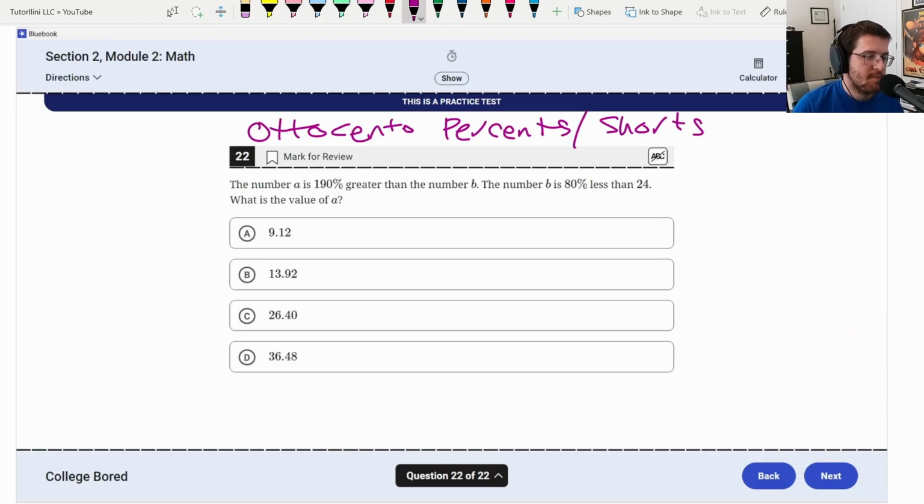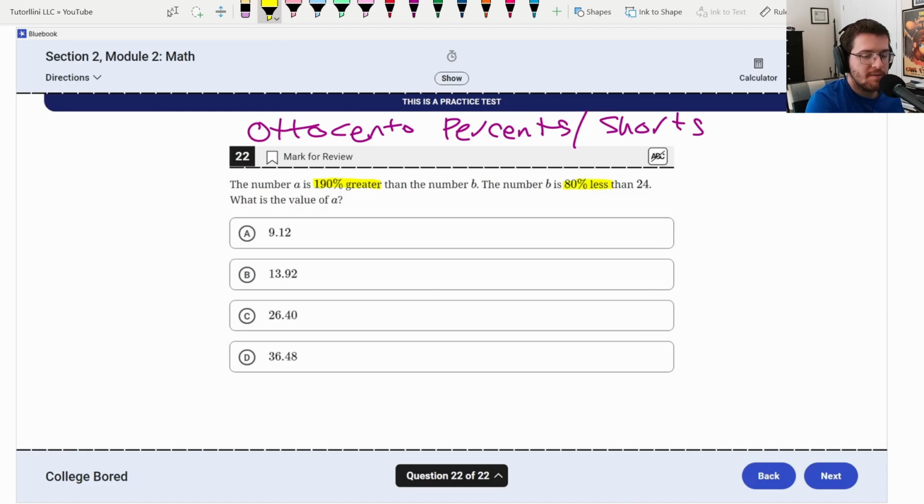Okay, question 22. I highly suggest you check out my Ottocento on percents and my shorts on percents, mainly the short called percent relations. That's essentially what this question is on. First things first, we have some percent multipliers. Let's do those percent multipliers on Desmos, then we'll do the rest of the question. So we've got 190% greater and 80% less.